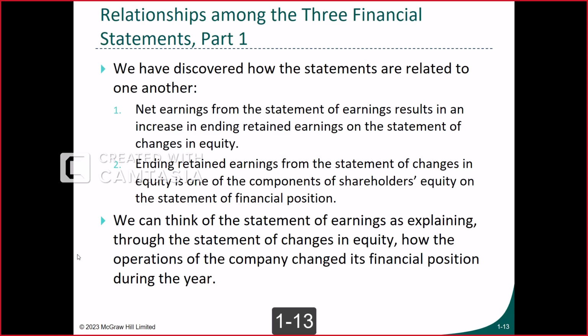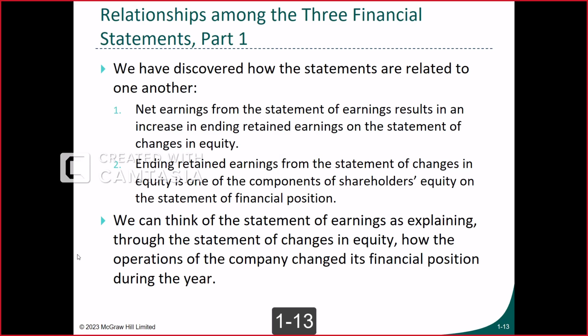After that we prepare the statement of change of equity. The net income that comes from the statement of earning will show up inside the statement of change of equity as an increase of the retained earning, until we get the end balance of the retained earning if there are any dividends distributed, and the net amount will go to the balance sheet. So this is how the three statements are connected.